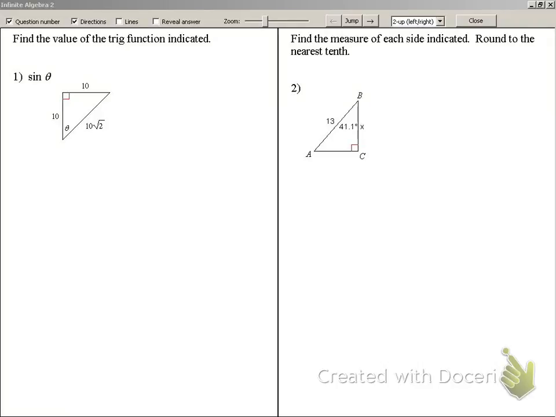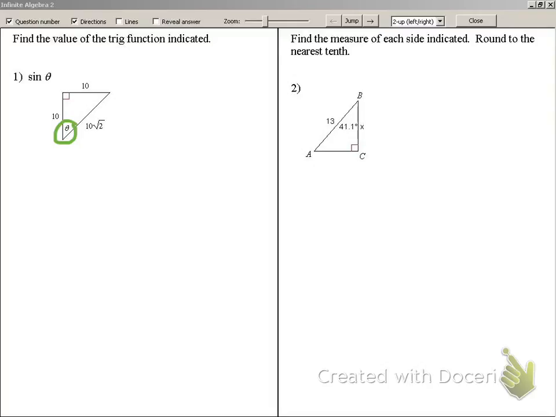All right, so here's our startup number 1. It says find the value of the trig function indicated. It tells us sine theta. That means just in general for any given angle of theta. Notice where theta is located. Theta is located right in here. So we want to find the sine function of that angle.